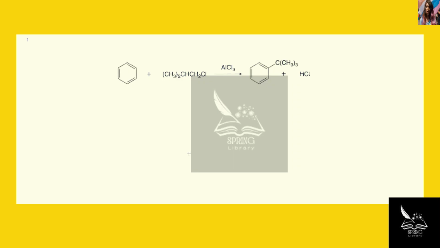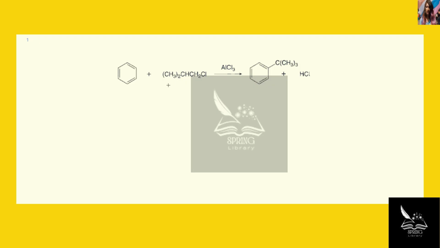Hello everyone, today we're doing chapter 18, problem 8, and this problem asks us to draw the stepwise mechanism for the following reactions. What we have here is a benzene ring, some sort of alkyl halide, and a Lewis acid, to form some sort of alkyl substituted benzene group here. So what we know is that we're going to have Friedel-Crafts alkylation occurring for this mechanism.